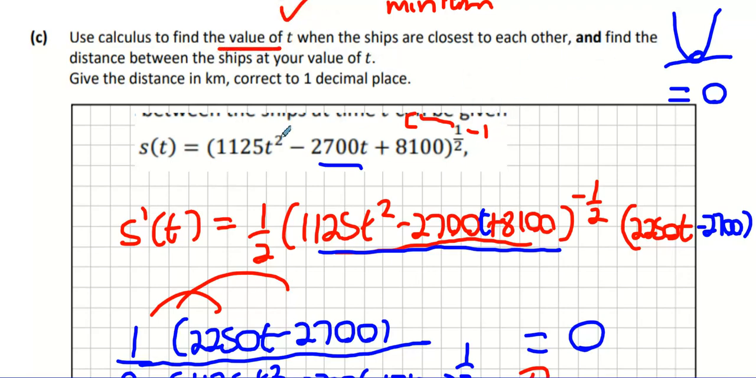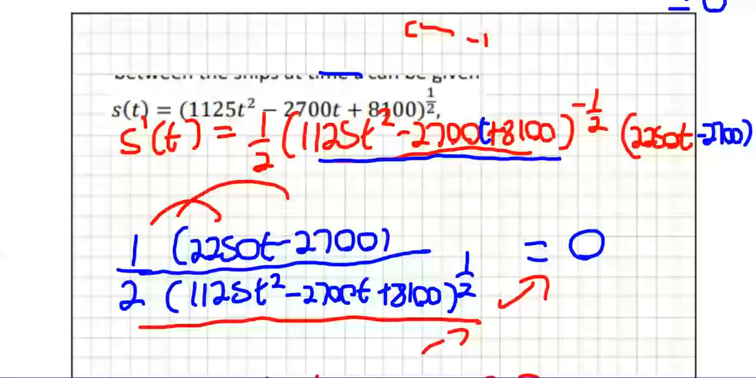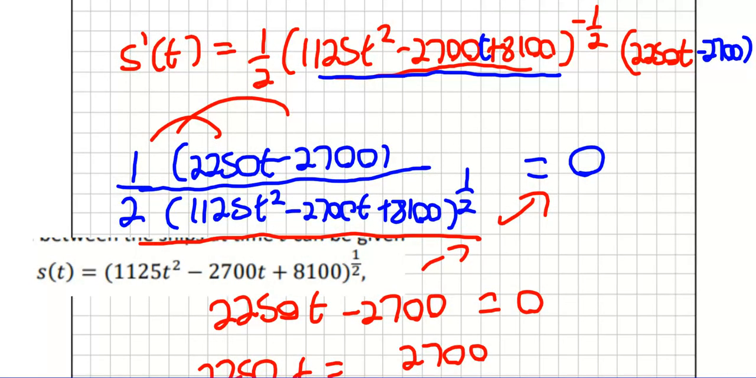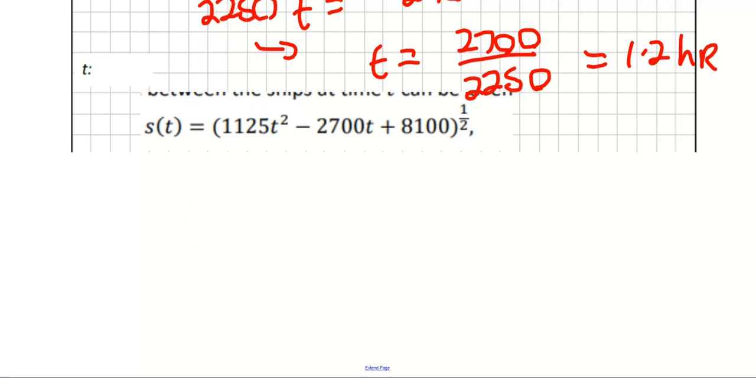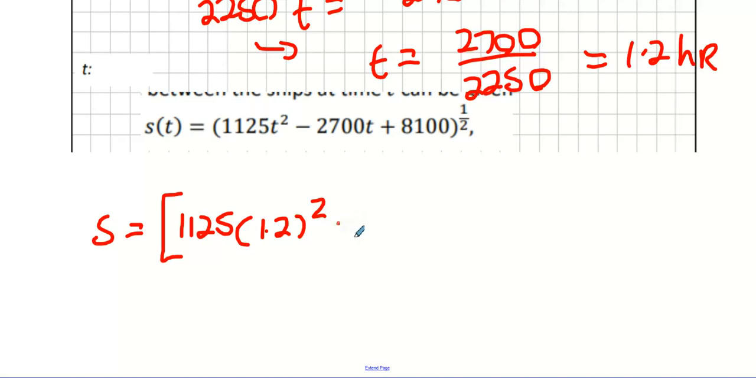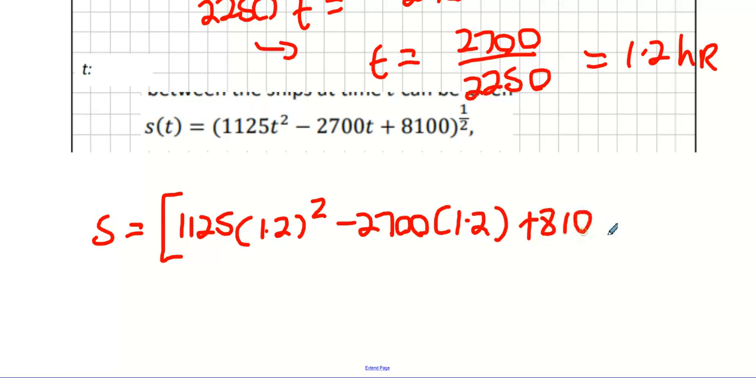But I'm also going to need to find the distance. And the distance is given to me by this equation here. So I'm going to go all the way down below here, and you've got to show workings for this. Anywhere I see t, I'm going to replace it with 1.2. So it's going to be 1125 by 1.2 squared, then minus 2700 times 1.2 plus 8100, and that's all to the power of a half.